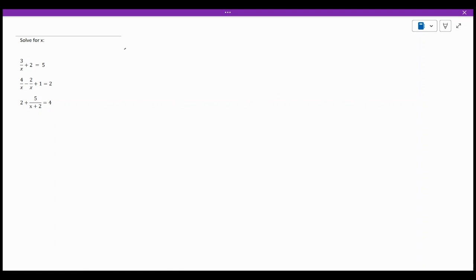Now we have 4 over x minus 2 over x plus 1 is equal to 2. Same thing. What are we going to try and do? We're going to try and cancel out these denominators that have variables. And how can we do that? We multiply every term with that kind of denominator. That variable we multiply it out on every term.